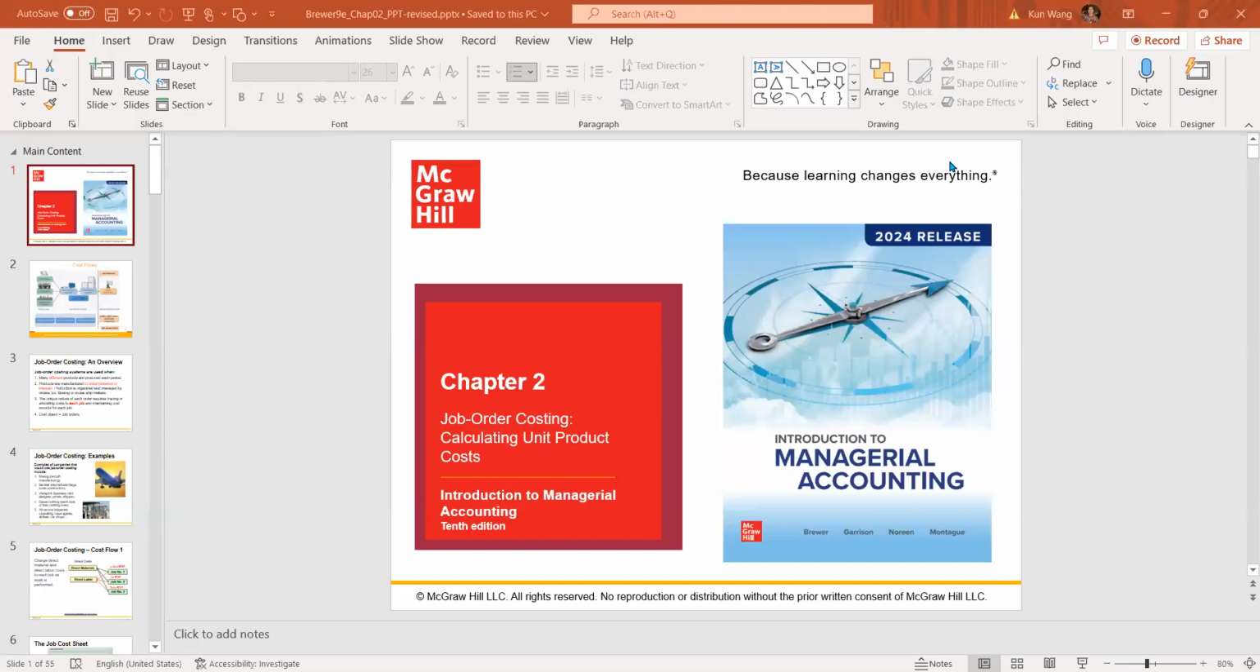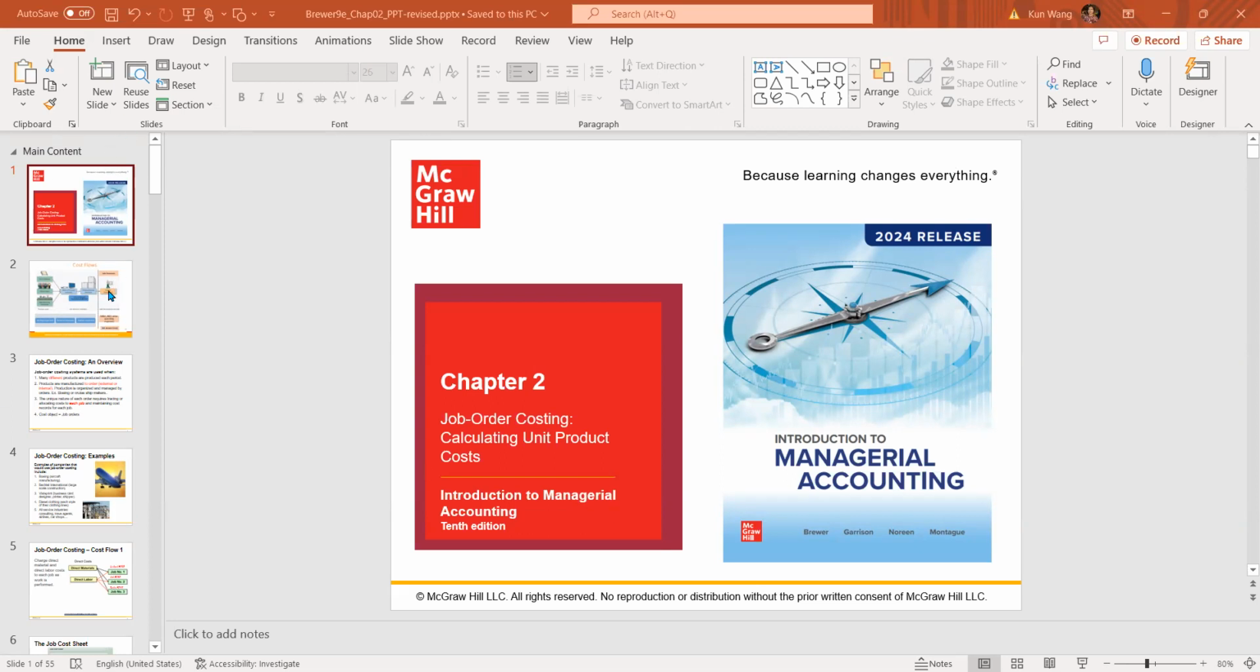Hello, everyone. In chapter 1, we have learned different ways to classify cost so that we can apply them in various reporting and decision-making processes. In chapter 2, we'll continue to introduce how cost is determined for products made in a job order costing system. For example, how much cost for each aircraft made by Boeing for different airline customers, or how much cost for the tax filing service charged by the accounting firm.